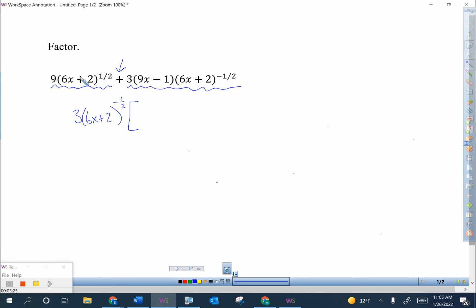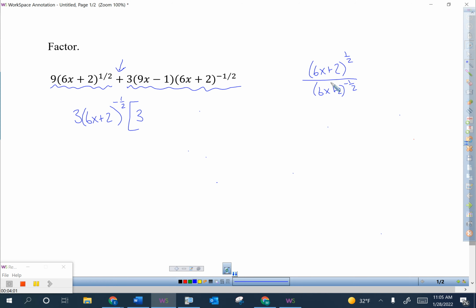Now that we've seen what's in common, we're going to actually write what's left. Piece by piece, we've got 2 terms, which means I should have 2 expressions in this part no matter what. So let's go to work. This first piece, 9: factoring is really division, so 9 divided by 3 would be 3. And division is how we're going to think about this second piece. We have 6x plus 2 to the 1/2 power, and we're dividing it by this thing we're pulling out, our 6x plus 2 to the negative 1/2 power.